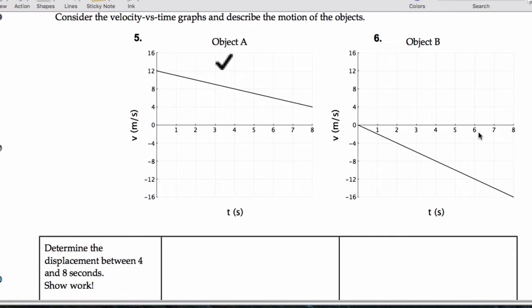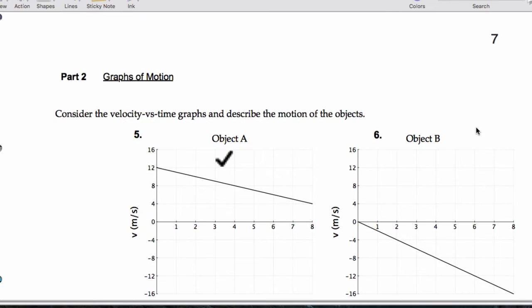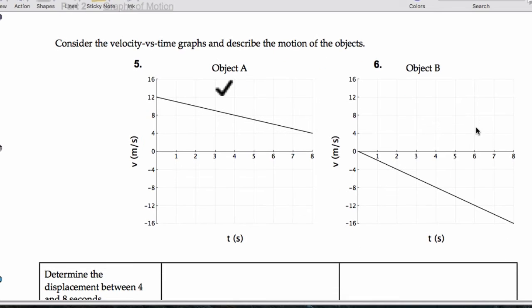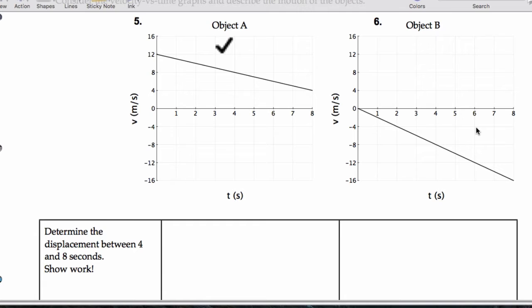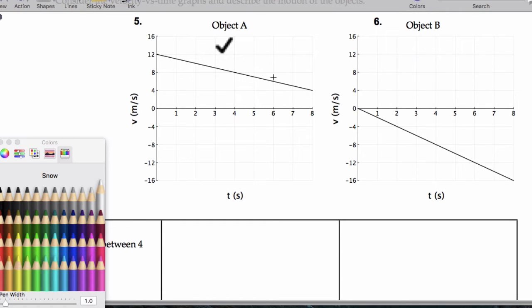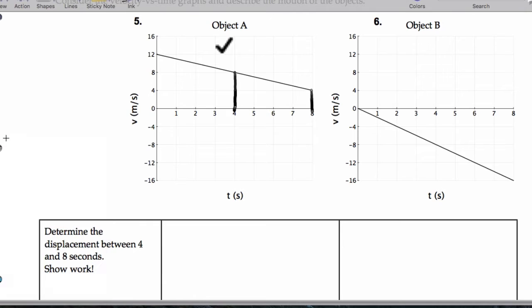All right, so let me go ahead and take a look at this velocity versus time graph problem here. This is part 2. Now, we want to know the displacement for each between 4 and 8 seconds. So let's go ahead. Now, when we have a graph like this, the displacement is going to be the area of this trapezoid here. And I'm just going to give you a formula. I'll put this on your exam. But the area of a trapezoid is actually given by the following.